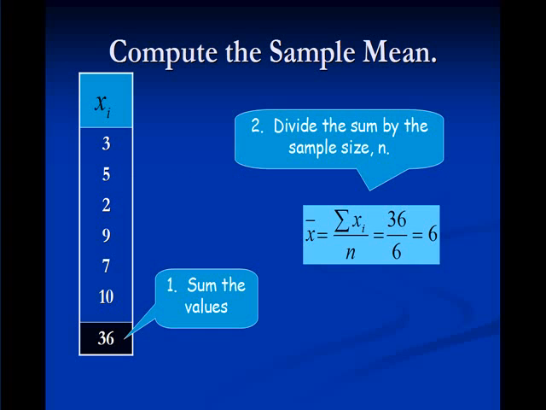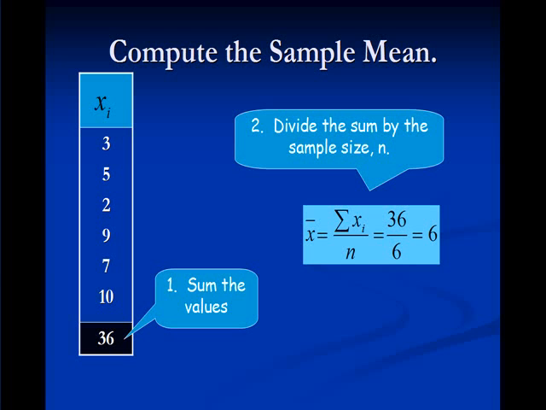The first thing we're going to do is compute the sample mean. The first thing is just to sum all the values up: 3 plus 5 plus 2 plus 9 plus 7 plus 10. That's 36. And then divide that sum by the sample size, which is n. So just 36 divided by 6 is 6.